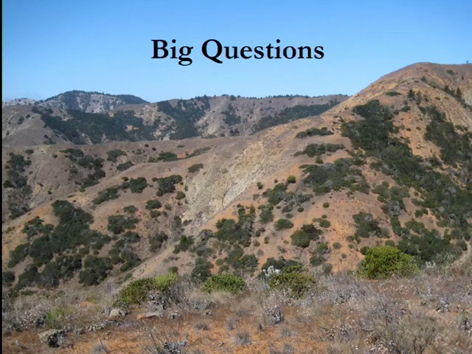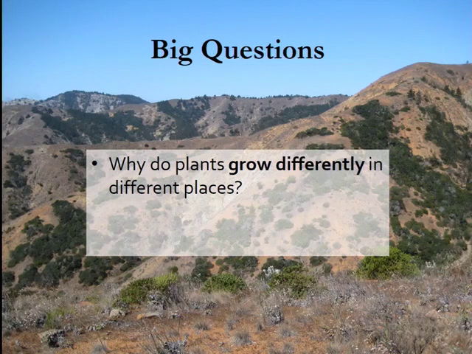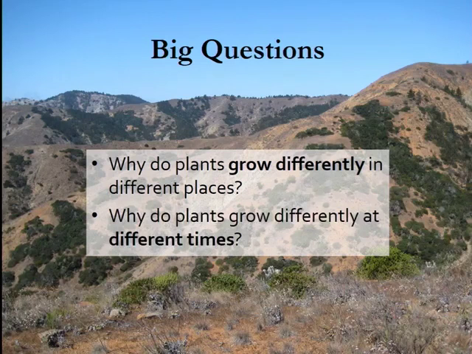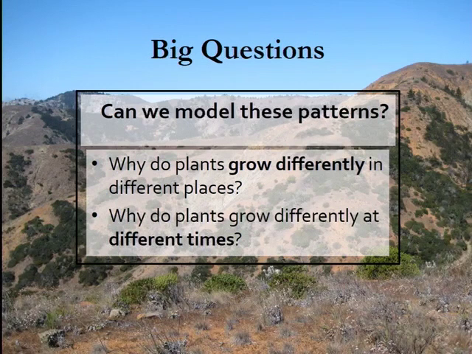So the two big questions that I will be talking about today, slightly smaller than my title, but still big questions, is why do plants grow differently in different places? So a question about plant quality. And then why do plants grow differently at different times? And again, it's that temporal component. And for me, what I'm really interested in more generally is, can we actually model these patterns? Not just can we identify them, because that's pretty straightforward, but can we model these patterns?